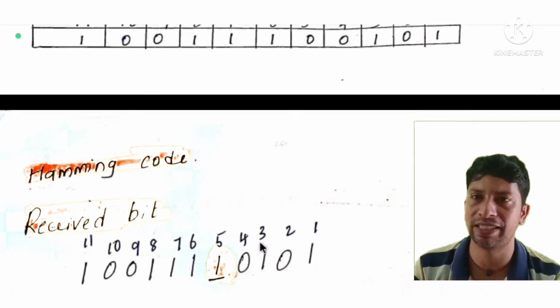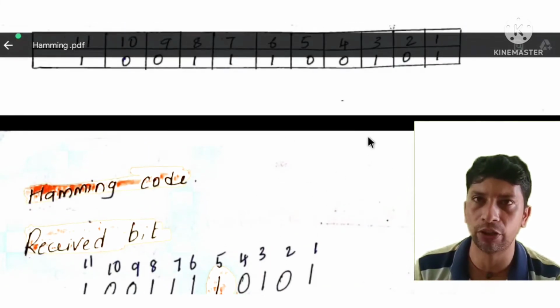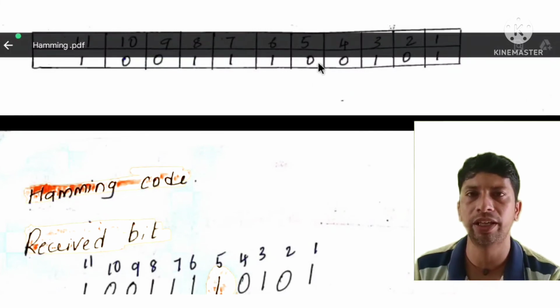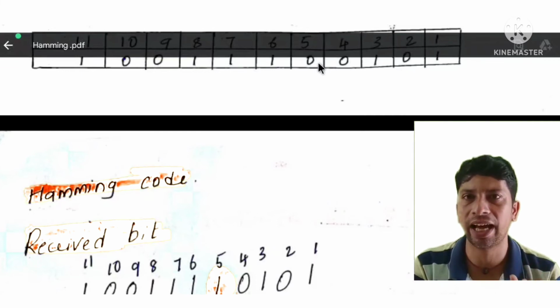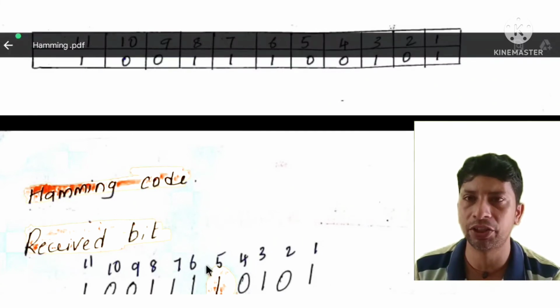So I'm going with the same example that I have taken. If we see here, we can see both the values. See 1, 1, 0, 0, and again it is 1, it is 1, it is 0, it is 0. Here it is 1, here it is 0. See here, in my transmission, my received bit has an error in the 5th bit. The value of 0 has been changed to 1.